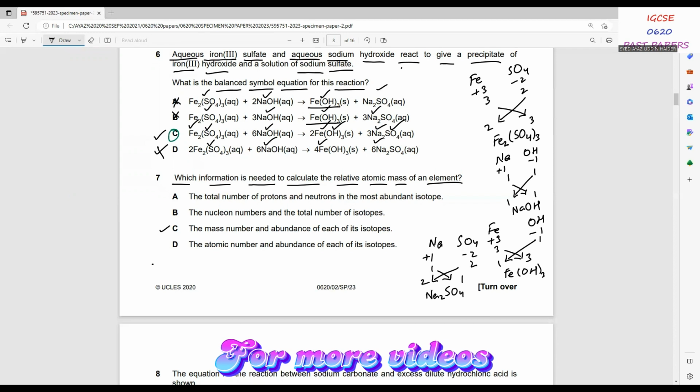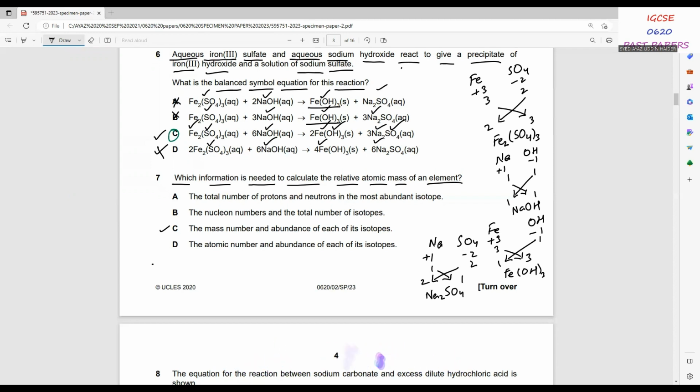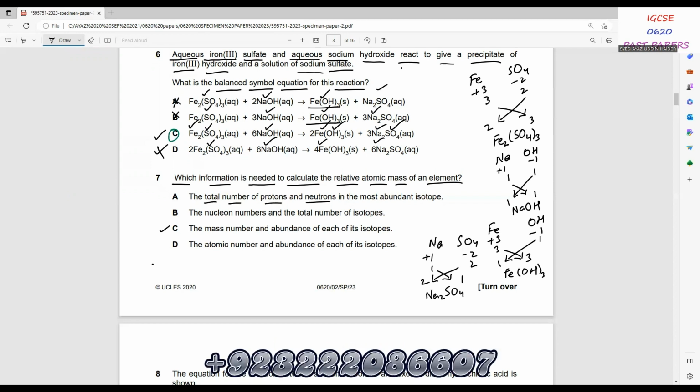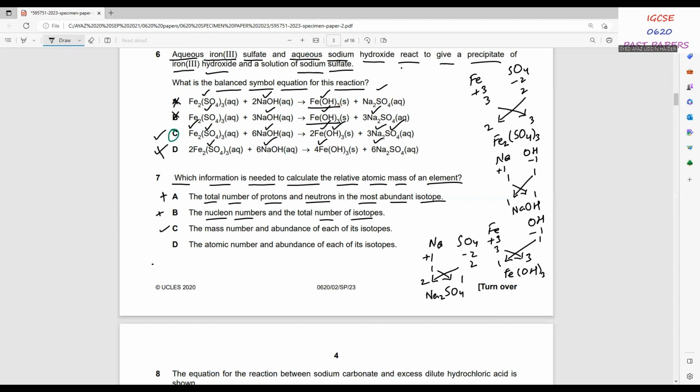C should be the right answer because in A, they are saying total number of protons and neutrons in the most abundant isotope. This information is not enough, so this is wrong. B, the nucleon numbers and the total number of isotopes. This will also not help us. We are left with the mass number and the abundance of each isotope. Abundance means percentage of each isotope. So this will be the right answer.